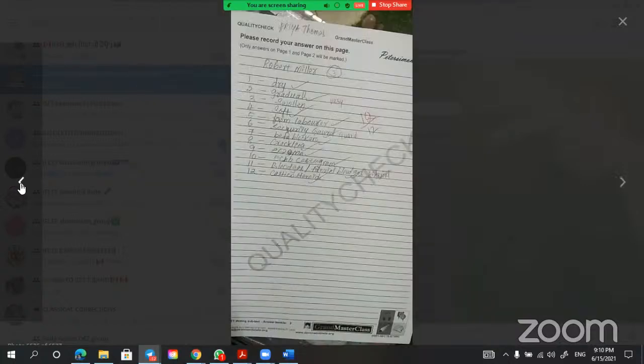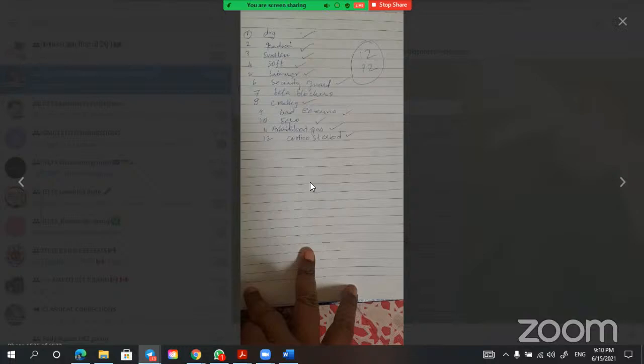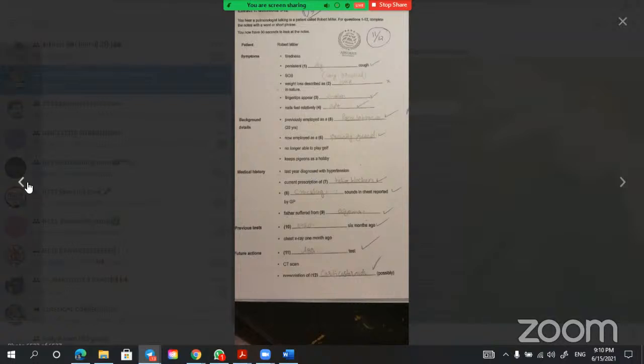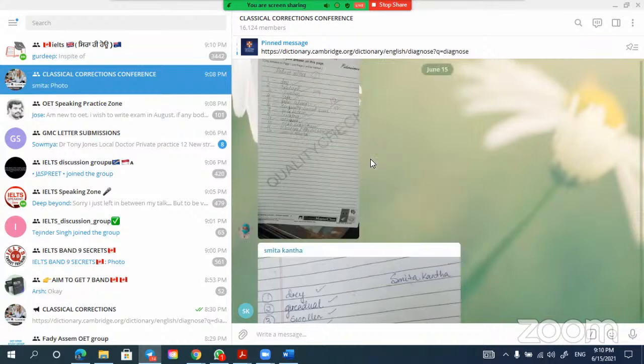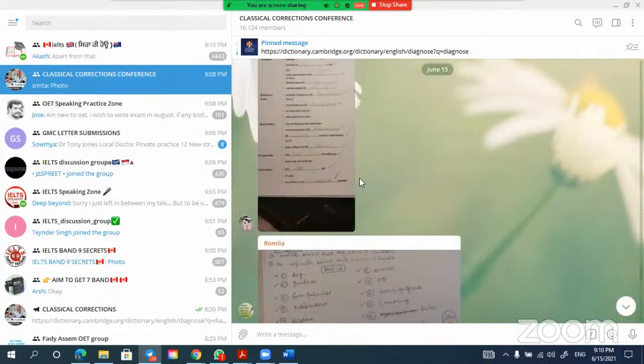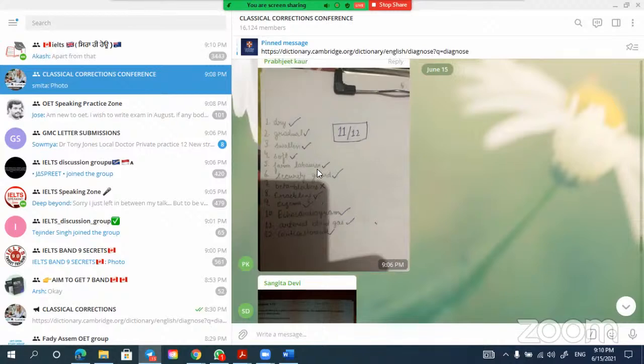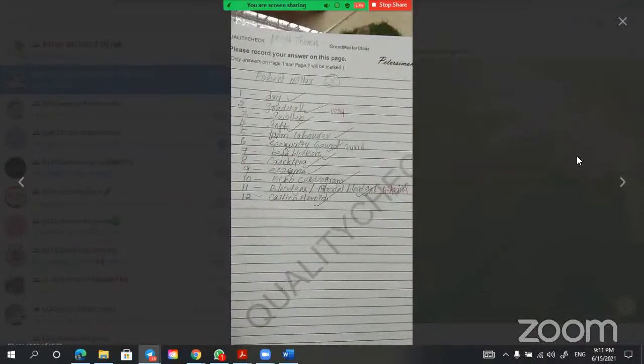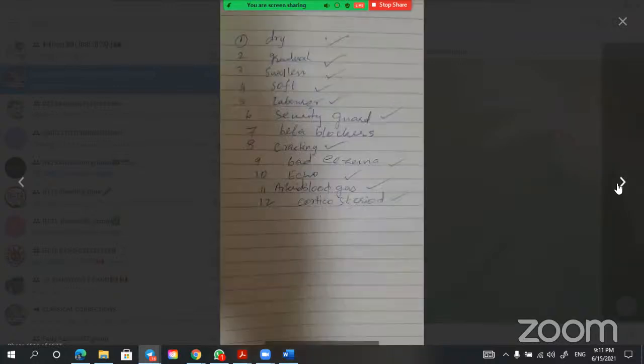Hasina, I cannot see your paper. Priya. And who is this? Jasmine, you have to write your name on the paper. Okay, then this also. 12 out of 12. Very good. Hard work. Okay. Where is your paper? I could not see it, Hasina. Did you post it? Okay. This is okay, Priya. This, okay.